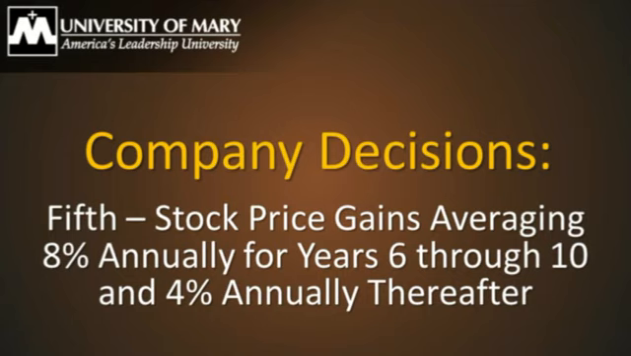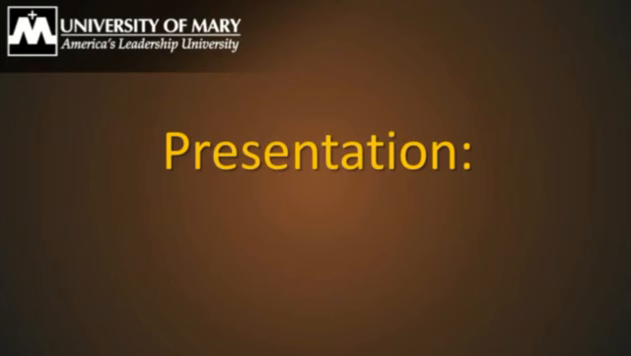The fifth and final criteria is achieving stock price gains averaging about 8% annually for years 6 through 10 and about 4% annually thereafter. All companies will have a stock price of $30 per share at the end of year 5. Each team will prepare a final presentation of their company outcomes at the end of the course.